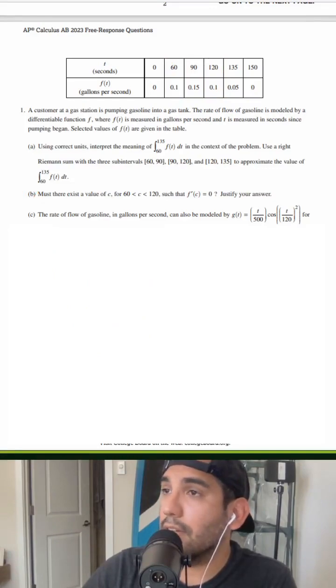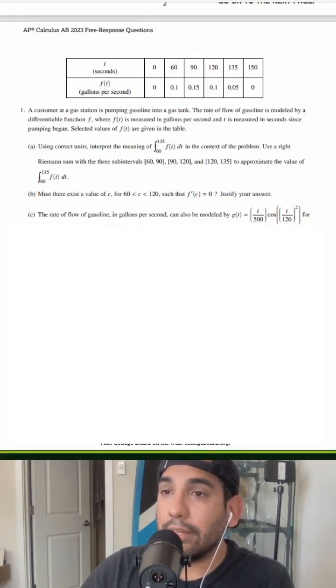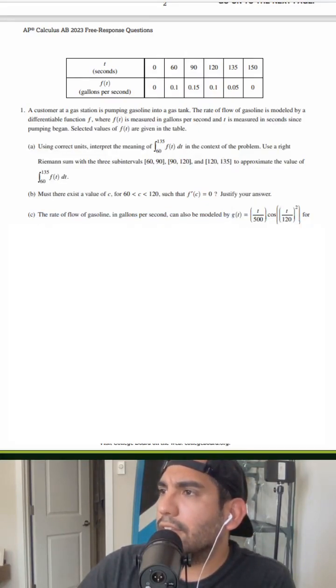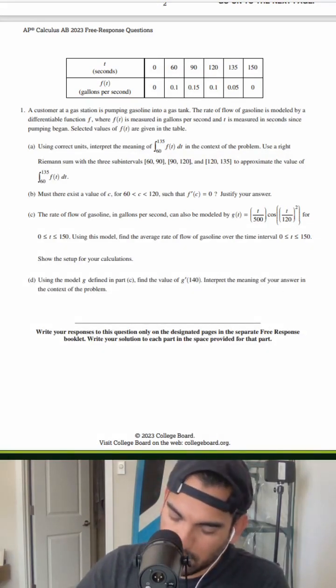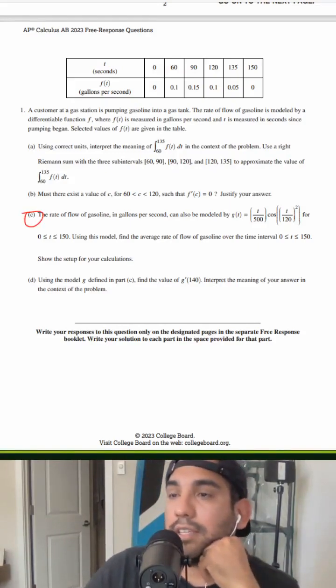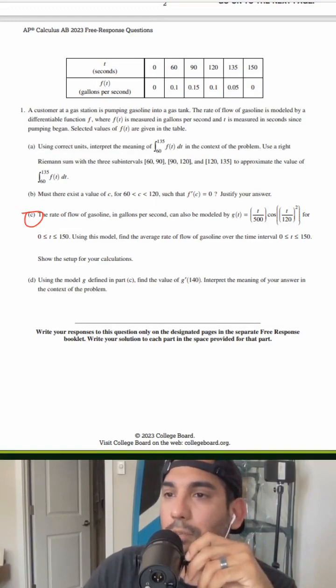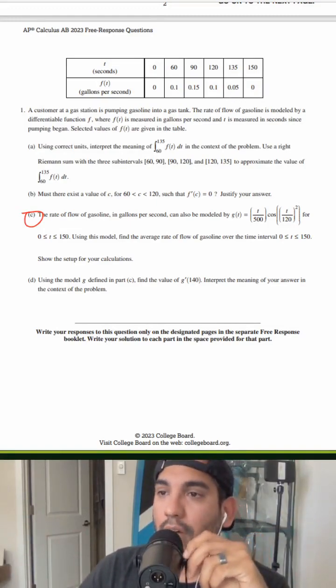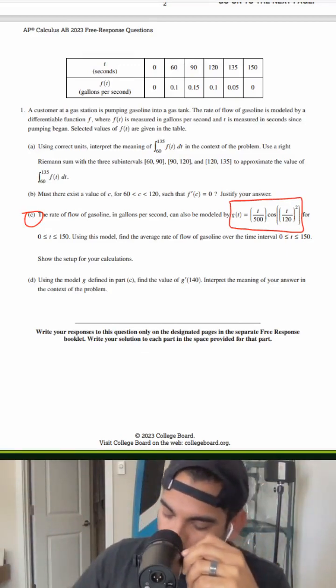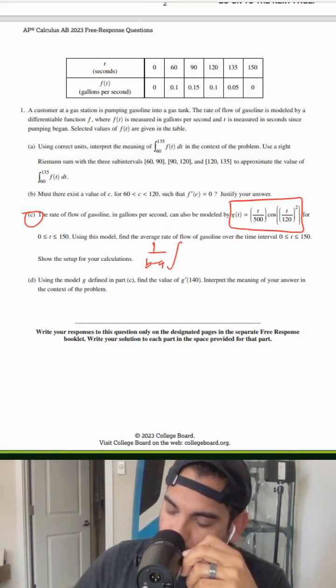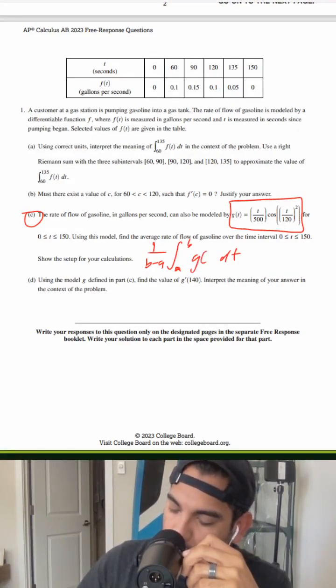Okay, let me go ahead and clear some stuff here. So now let's go to part C. They're saying that the rate of the flow of gasoline in gallons per second can be modeled by G of t. Use this model to find the average rate of flow of the gasoline. So they want the average value of this function on the interval 0 to 150. Average value: we're going to use 1 over b minus a, integral from a to b of f of t dt. Actually, I'm going to change it to g of t, so we know that we're using that function.